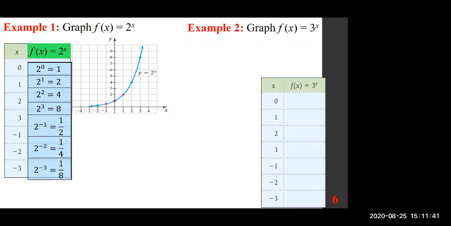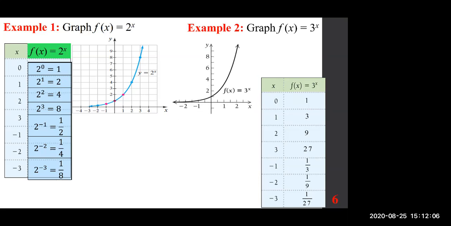For f of x equals 3 to the power of x, you do the same thing. Now, ultimately, the shape is very similar. The only difference is, because the base is larger, what happens to the graph? The graph gets closer and closer to the y-axis, class. So you can pick up various points, a bunch of pairs, and you see the graph. So 2 to the power of x, 3 to the power of x, or 5 to the power of x, or 10 to the power of x, or e to the power of x. Ultimately, they look pretty much the same. They look similar, okay, class?